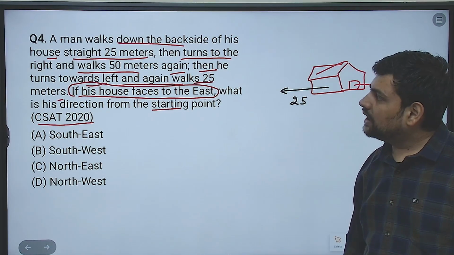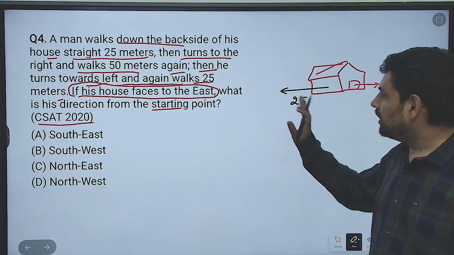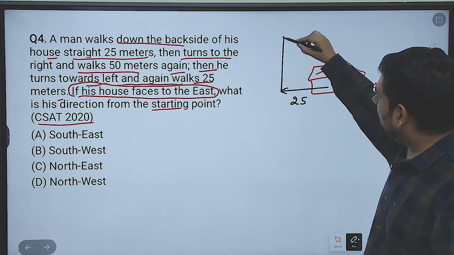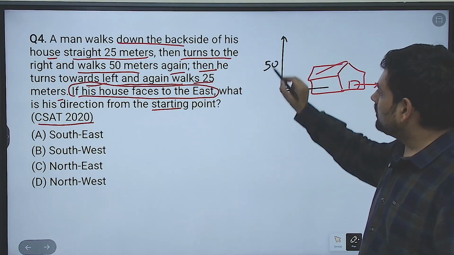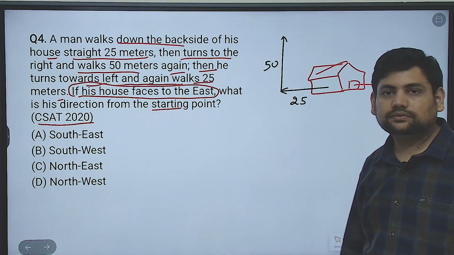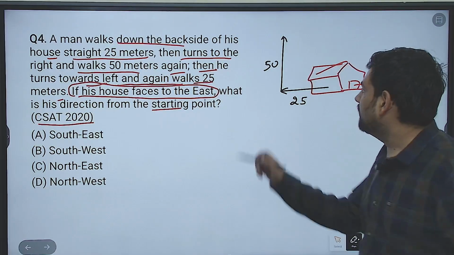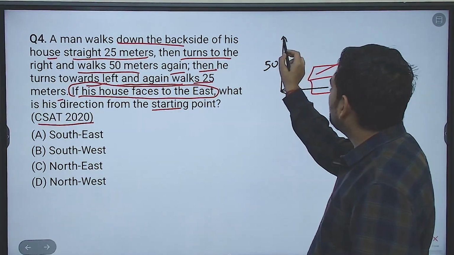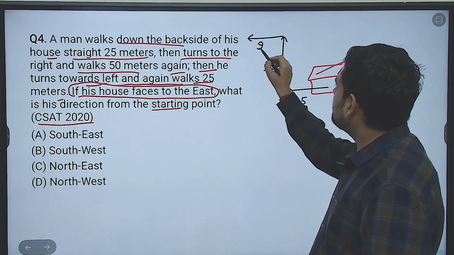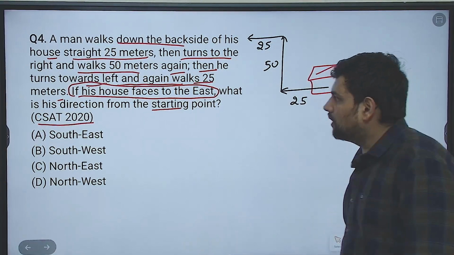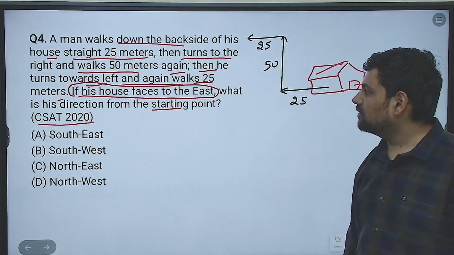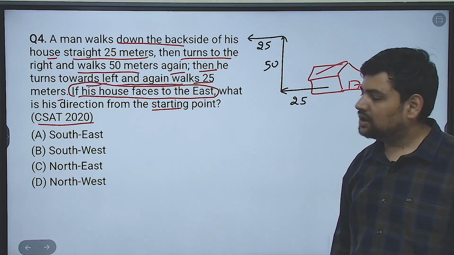Then he turns to the right and walks 50 meters. So from here he turns right and walks 50 meters. So this is 50. Then he turns towards left and again walks 25 meters. So from here, left will be in this direction. So this is 25 meters.